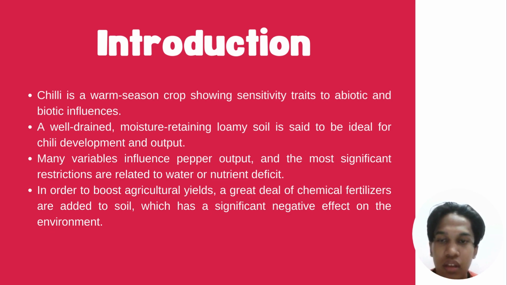So for the introduction, chili is a warm season crop showing sensitivity traits to abiotic and biotic influence. A well-drained, moisture-retaining loamy soil is said to be ideal for chili development and output. Many variables influence pepper output, and the most significant restrictions are related to water or nutrient deficit. Lastly, in order to boost agricultural yields, a great deal of chemical fertilizer is added to soil, which has a significant negative effect on the environment.